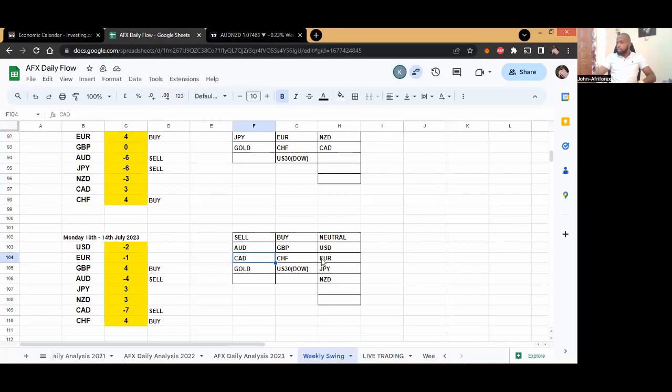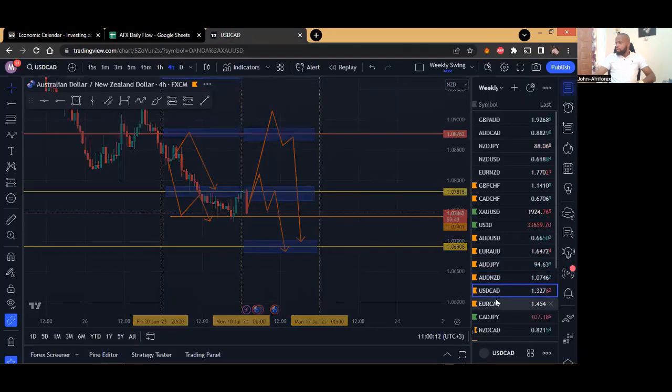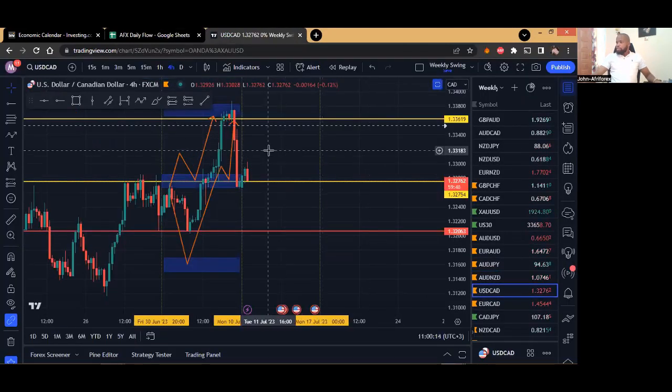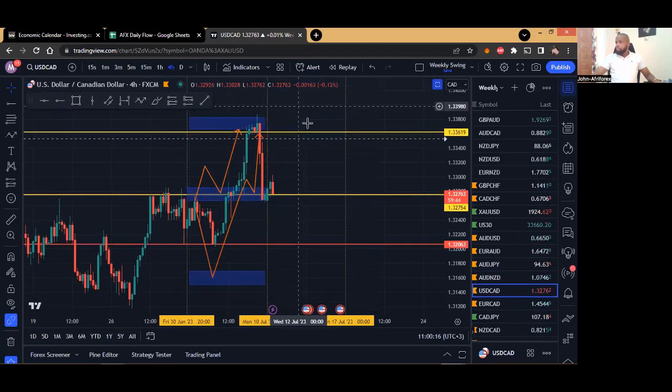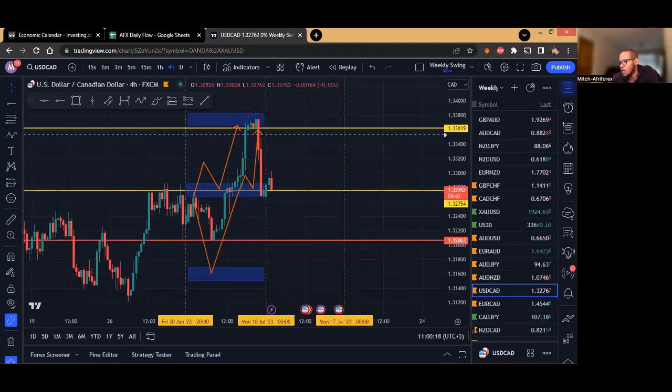So, mixing and matching that up with everything on the neutral, starting off with the US dollar against the Canadian dollar. So Mitch, what's the story on this one? Yeah, so here we have the US dollar against the Canadian dollar.